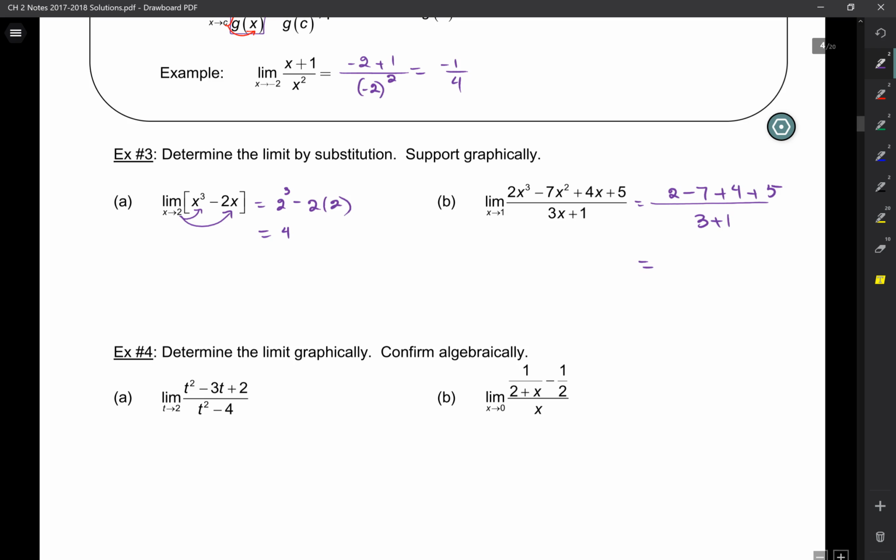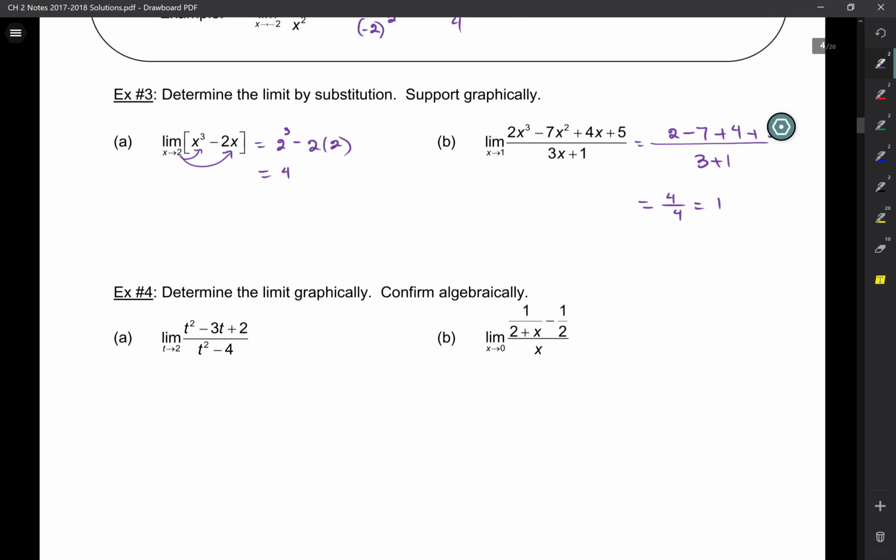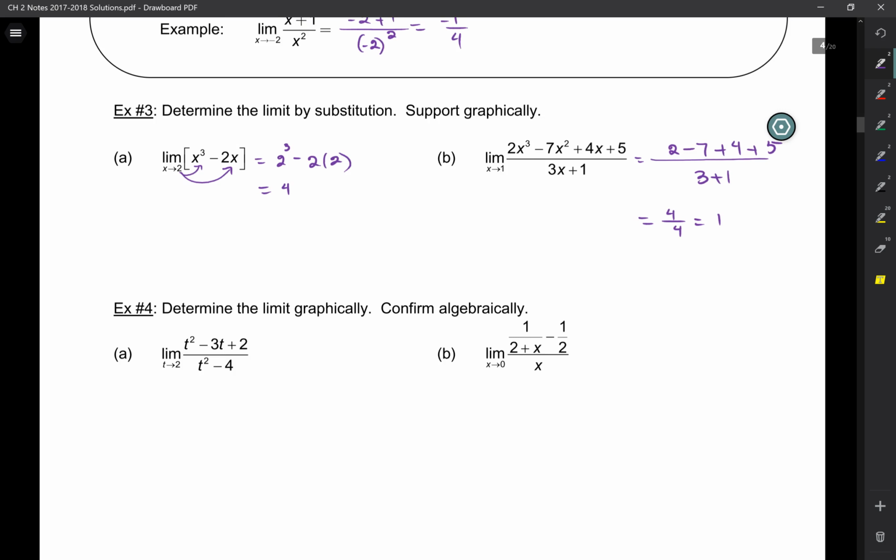Because I was thinking it was to the third. Oh, yeah, right. But it was just 1. What happens if you plug it in and it says the denominator will equal 0? That's a whole other process, which I've purposely given you ones that don't go to 0.